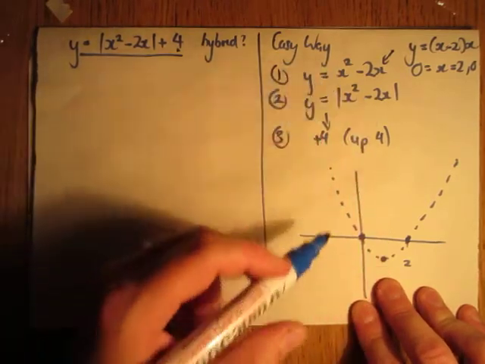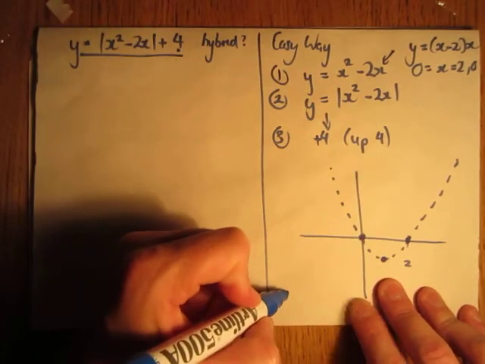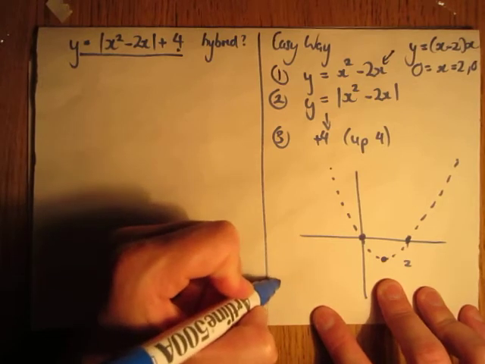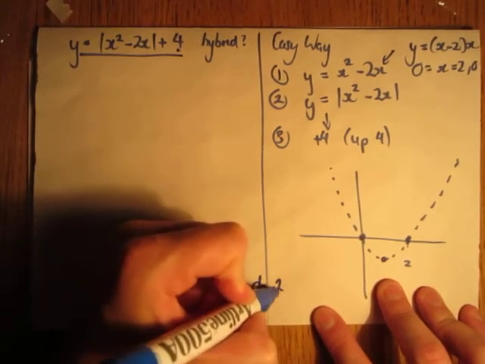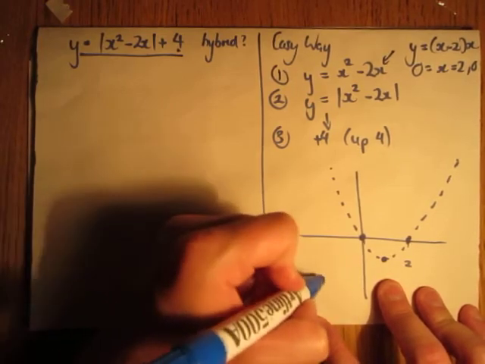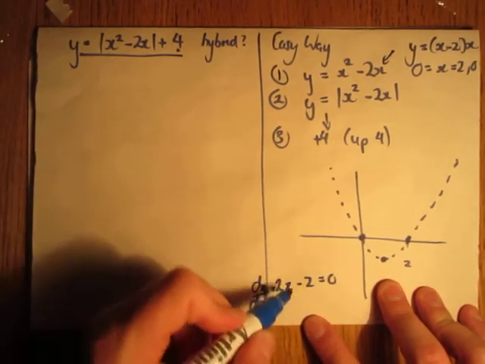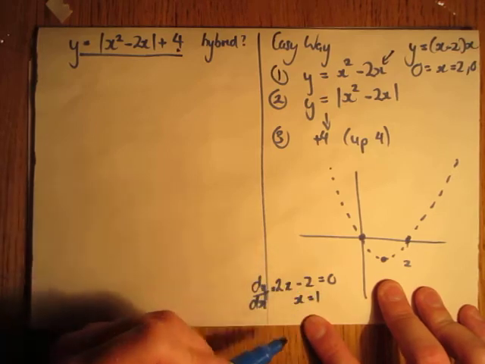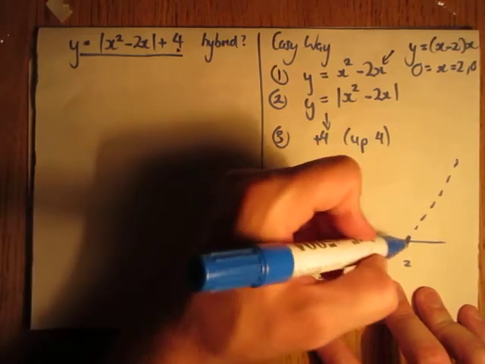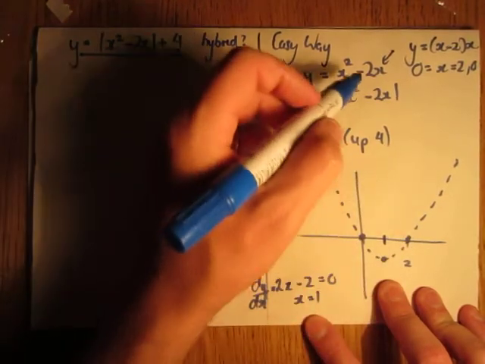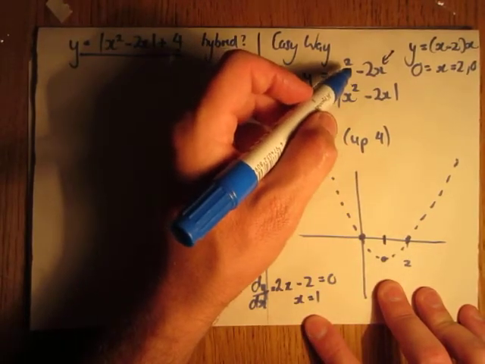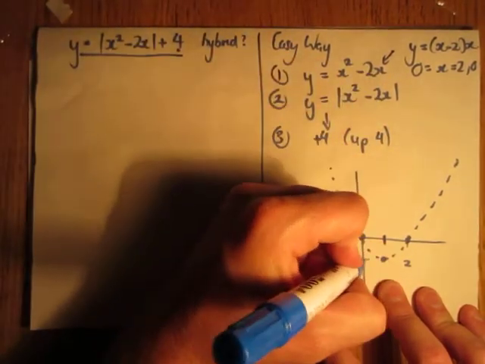Now you could just quickly diff it. Let's just diff it down the bottom here. So dy by dx would be 2x minus 2. And if you let that equal 0, I don't know if you can just see by inspection, it's when x equals 1. You don't even need to diff it really. Look, halfway between 0 and 2 is 1 anyway. You sub 1 into the equation, you get 1 squared take 2, which is minus 1.